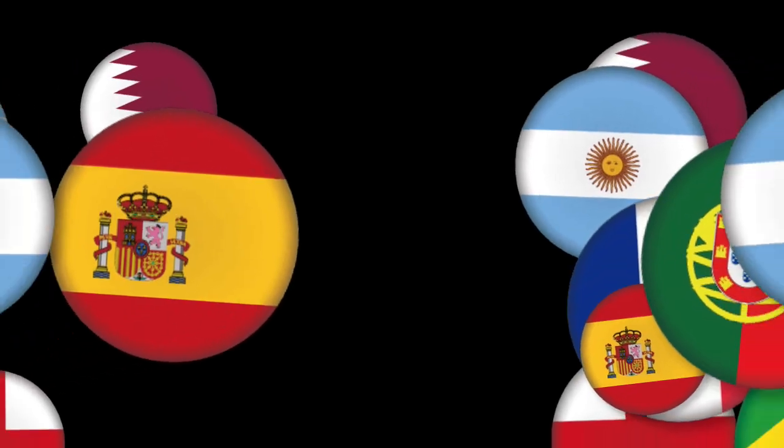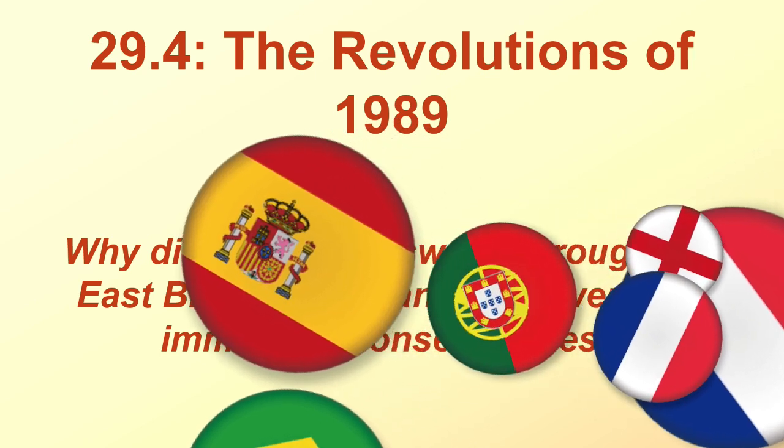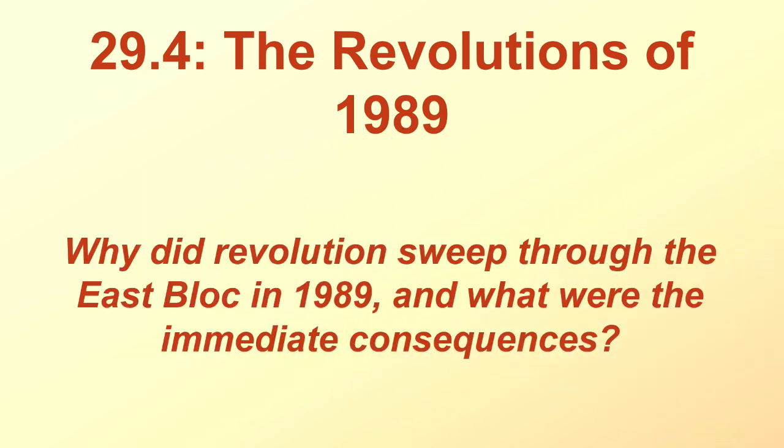This is lesson 29 for the revolutions of 1989. Why did revolution sweep through the East Bloc in 1989, and what were the immediate consequences? So, this is the last lesson of the course. It's a milestone. It's been quite a journey.